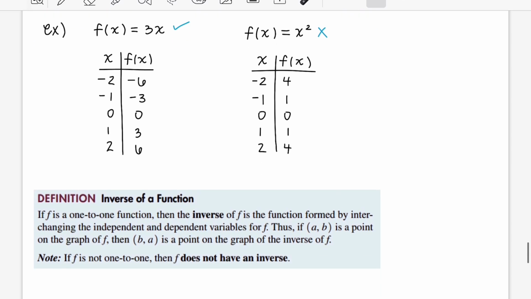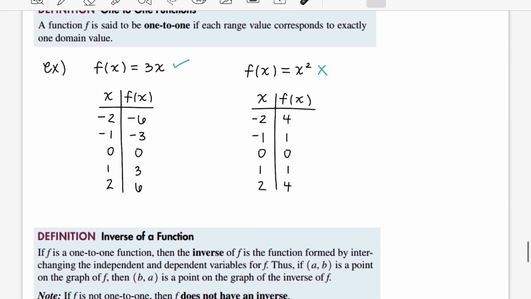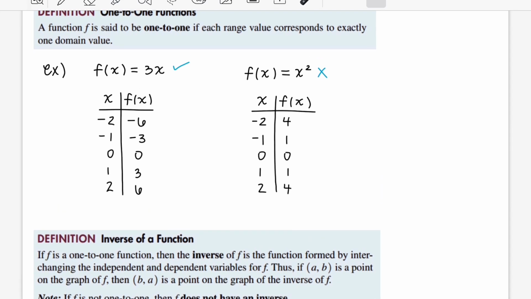All right, so now we want to look at the definition of an inverse function. So if f is a one-to-one function, then the inverse of f is the function formed by interchanging the independent and dependent variables for our function f. This means if (a, b) is a point on the graph of f, then (b, a) is the point on the graph of the inverse of f. And then the reason we even brought up one-to-one functions is because if f is not one-to-one, then we automatically know that f does not have an inverse.